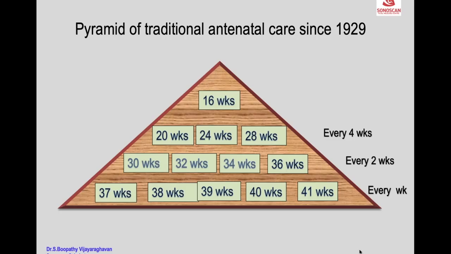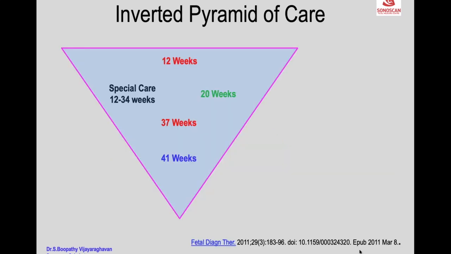Now, before the advent of this 11 to 14 week scan, since 1929, the pyramid of traditional antenatal care was weeks, and a 12-week scan, that is the 11 to 14 week scan, the complications of pregnancy can be predicted at this stage. So the risk of complications can be assessed.